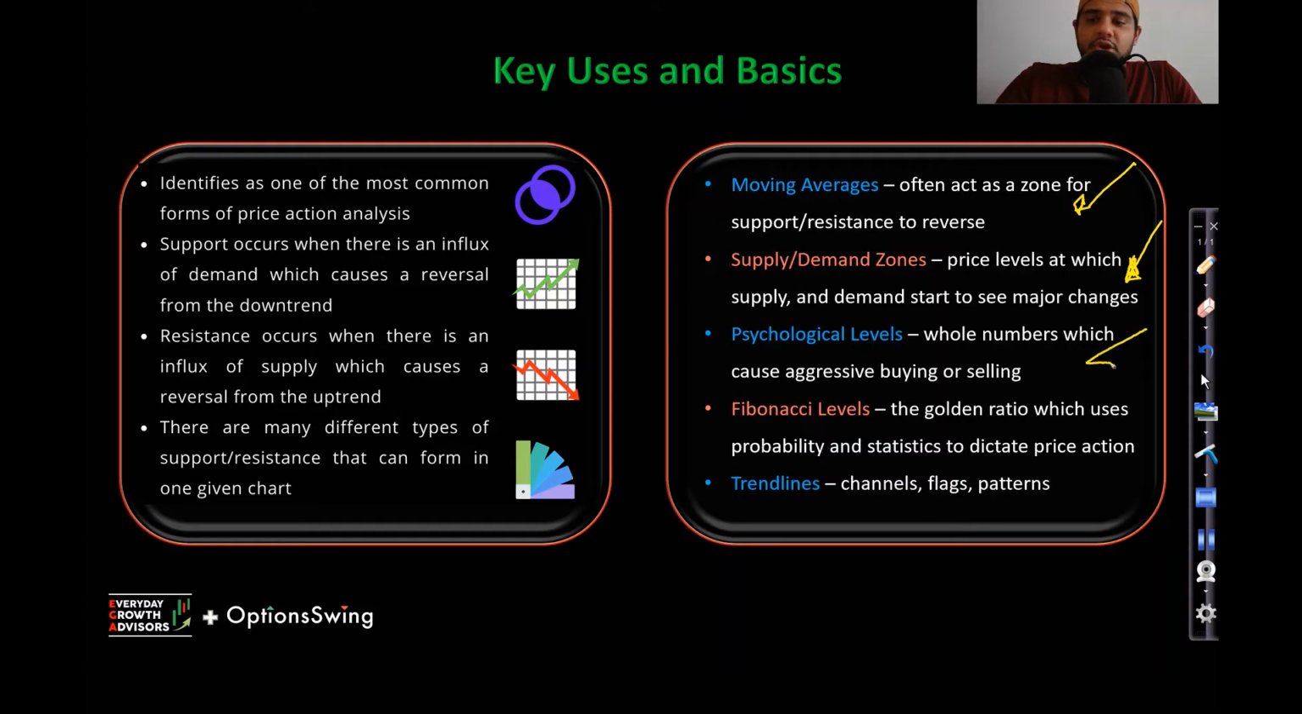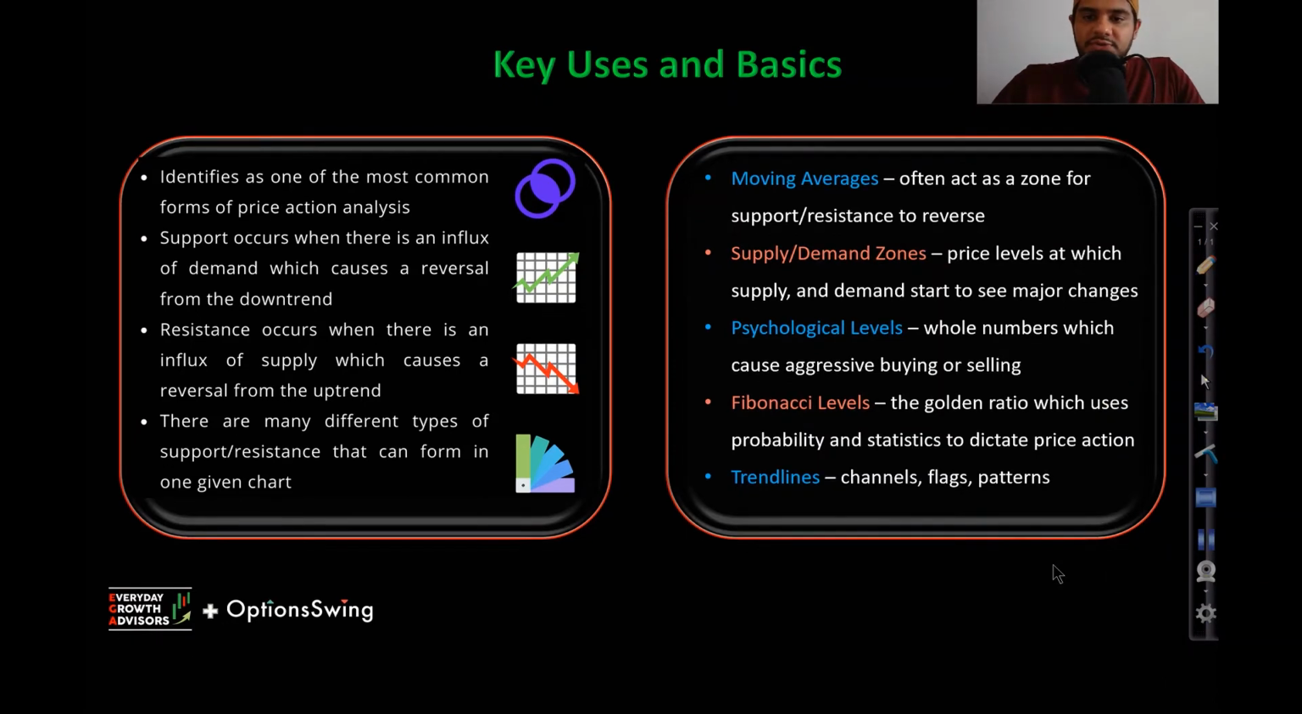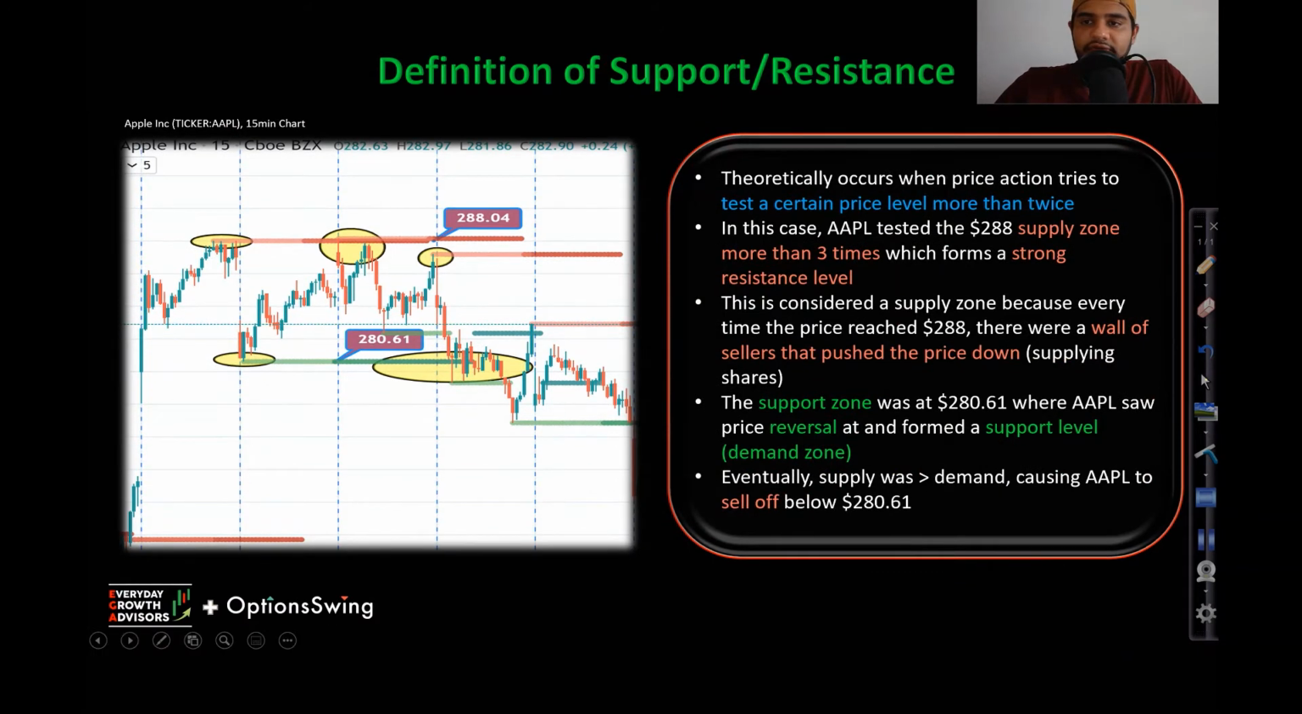And then psychological levels. There are Fibonacci levels, which I'm sure you have heard about, which not many people know can be used as supply and demand zones. And there are trend lines, right, which are channels and all the other good stuff. So let's get into the first one, which is the definition of support and resistance.